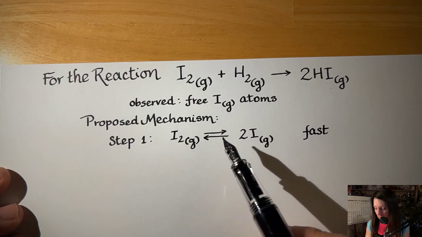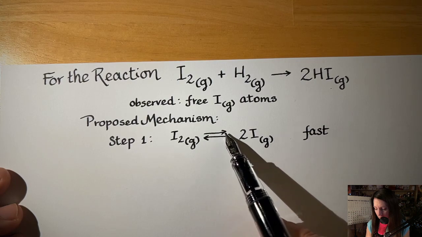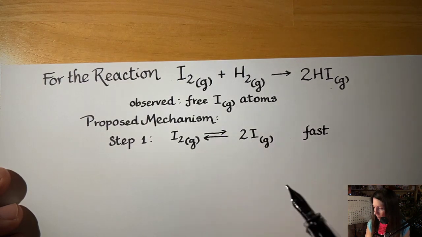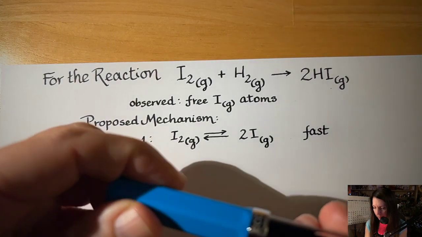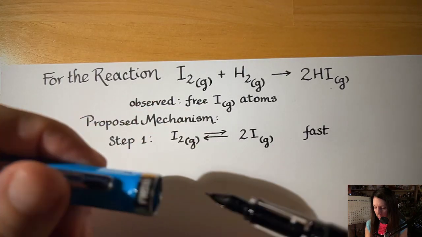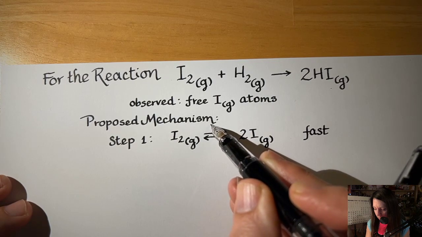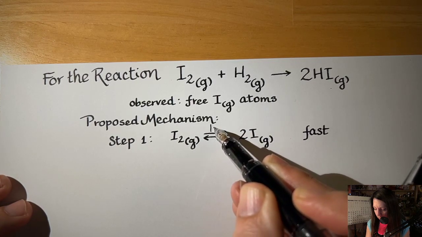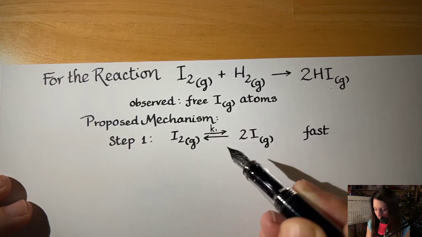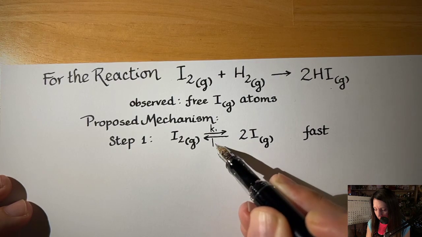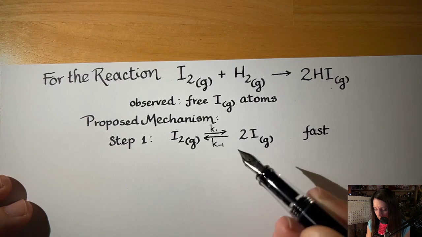Okay, so that's something we want to acknowledge in any proposed mechanism. Okay, and we can also designate the rate constants in the forward direction. I'm going to bring out my other pen. And this is a little bit thinner, finer, so it can fit in here. Okay. So this is our rate constant K1, and the reverse of it is rate constant K to the minus 1.